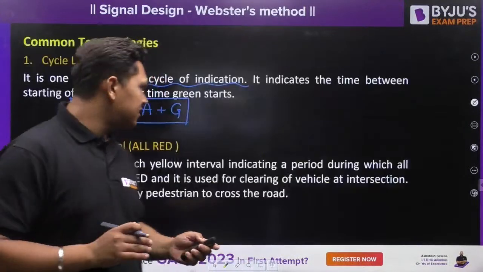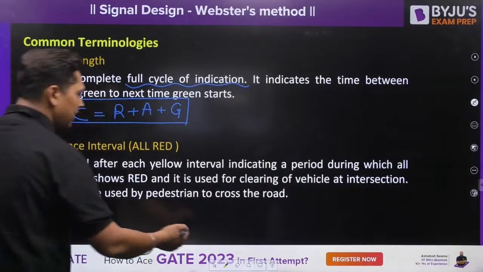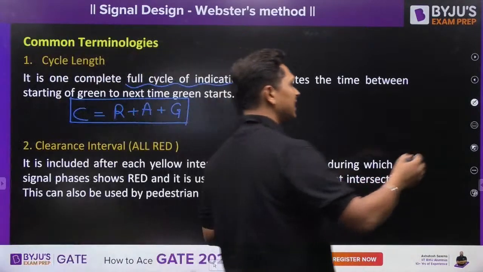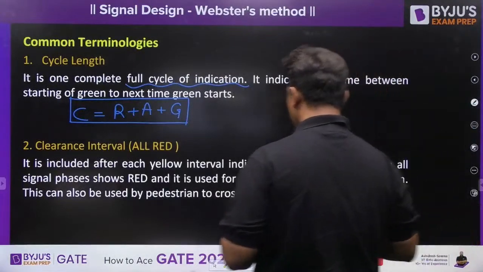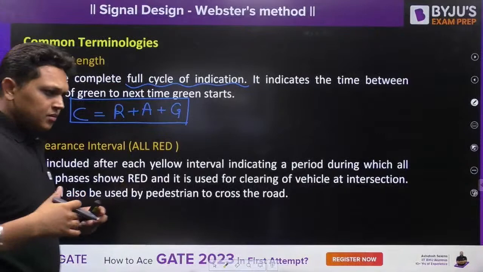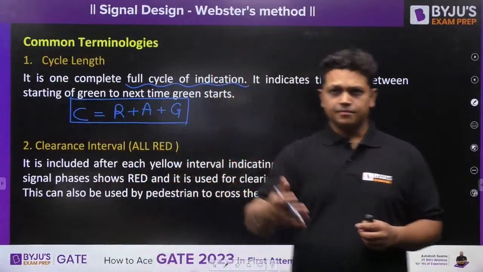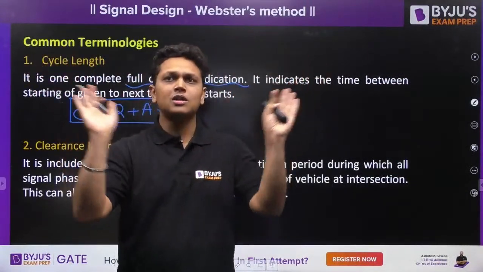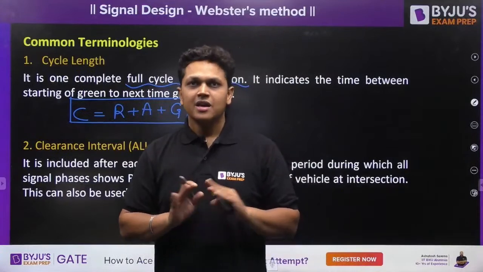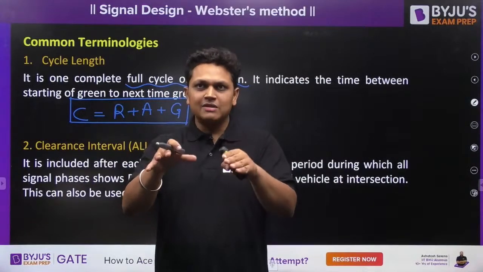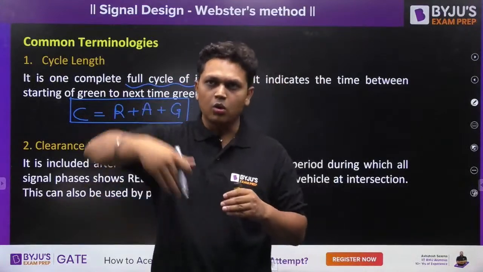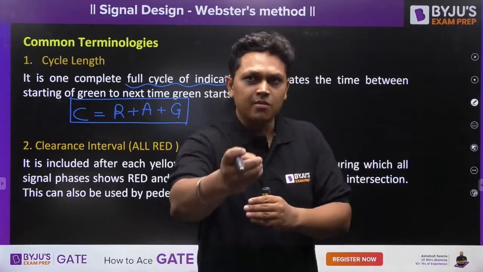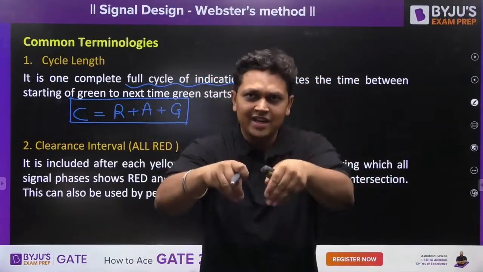What is clearance time? Let me explain. At the end of amber time, after amber time is completed, there will be some duration which will be red for all the phases. That means you are allowing the vehicles which are there inside the intersection to go out. So you are providing some additional time, which is referred to as clearance time, to allow the vehicles inside the intersection to go out.